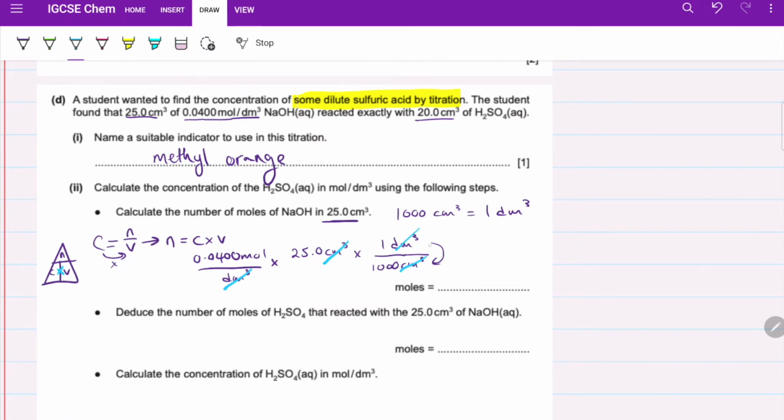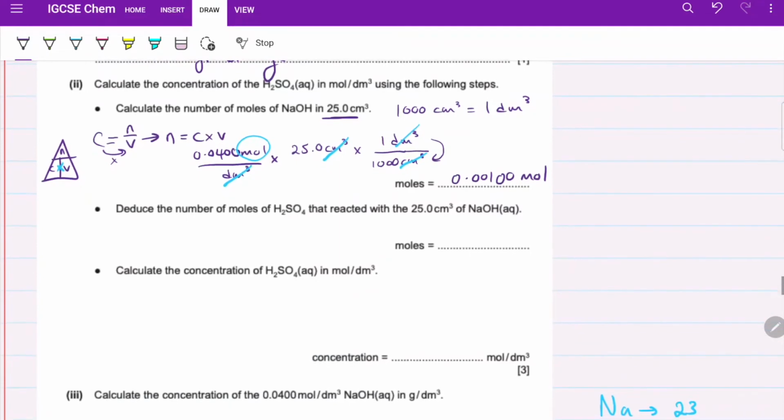Generally speaking, you don't even have to write this part right here. You can just go automatically 25 over 1,000. But I wanted to add that and explain it to you guys. So then all we're left with is mole, which is what we need. And if you place that in your calculator, you'll get around 0.00100 mole. Always include the units, okay? Because they can take off marks when you forget to add a unit.